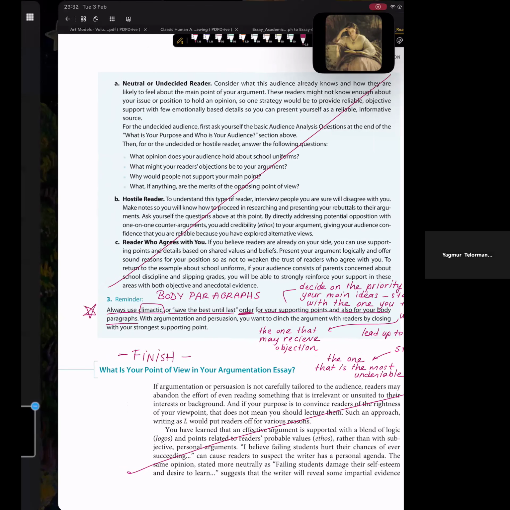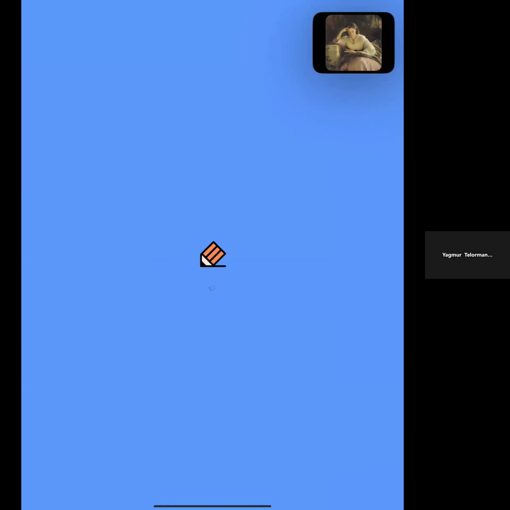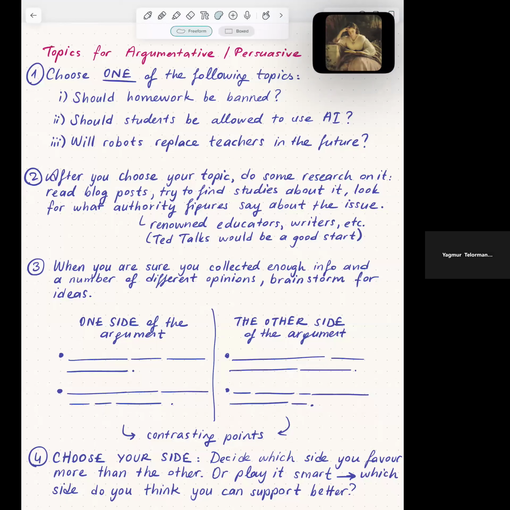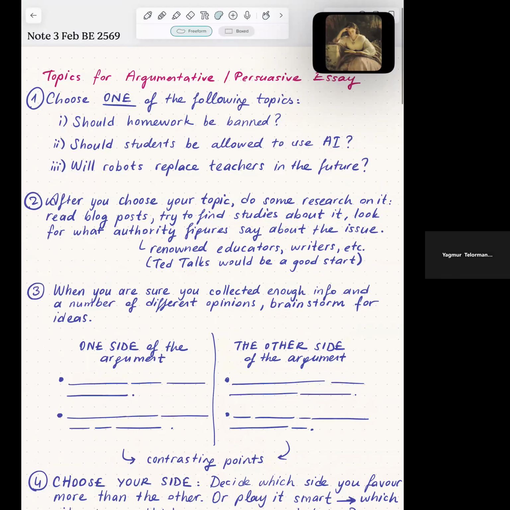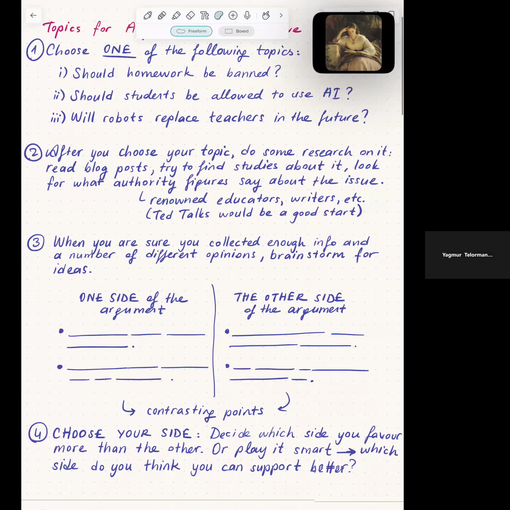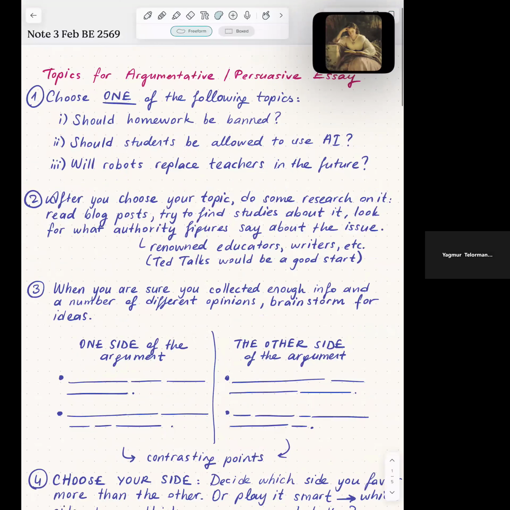So let's talk about now your assignment. Here are 3 topics for argumentative or persuasive essay. Choose one of the following topics. Should homework be banned? Should students be allowed to use AI? Will robots replace teachers in the future?